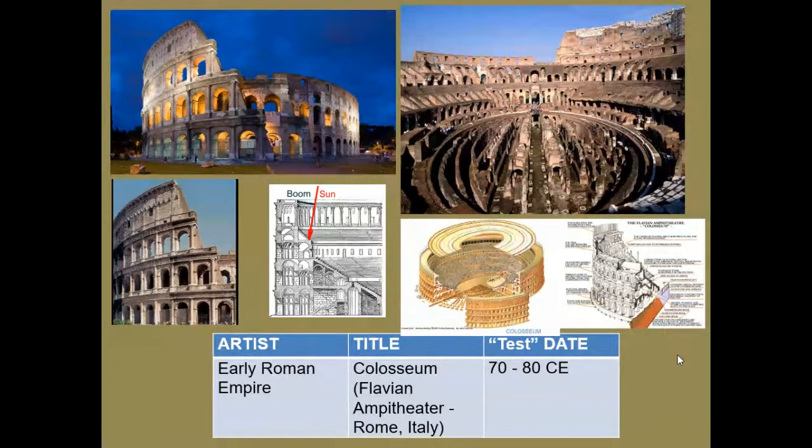We're also seeing an emphasis here of the Flavian dynasty trying to really set itself apart from Nero and to really return the focus to civic public life of Rome itself.